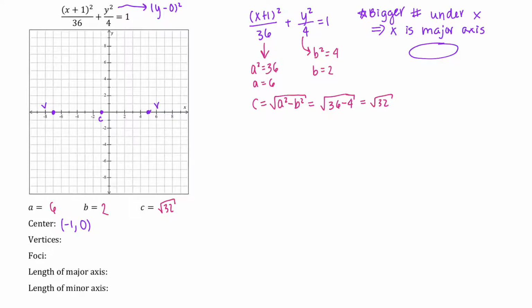B tells you how many units from the center your co-vertices are. So I'm going on the minor axis, which is the y-axis. I'm going up 2 units, so 1, 2, and then down 2 units. And these are my co-vertices.